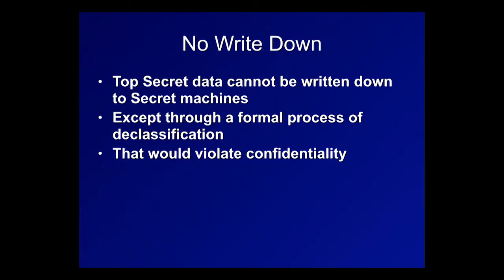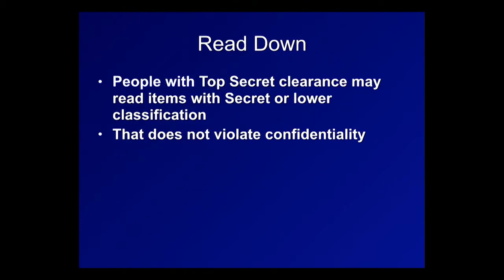If you were to take top secret stuff and then write it down to secret, that would reveal it to the people that aren't cleared for top secret, and that would screw it up. So it's no read up and no write down. That's the simple security model. That would seem like all you have to do. And it turns out that this actually doesn't work as well as you think, and that's why other models were needed. But this is what the first logical model of security was.